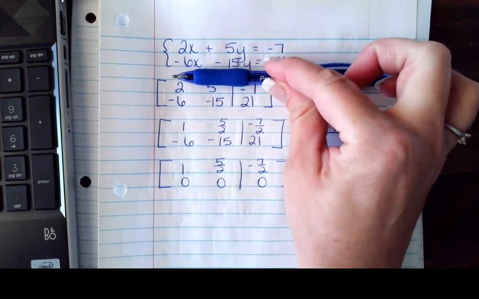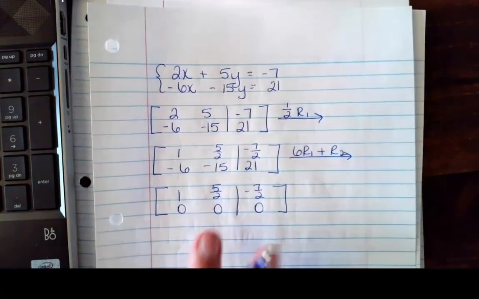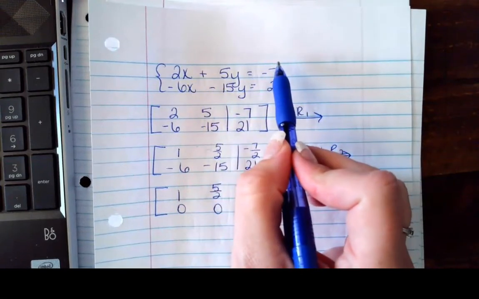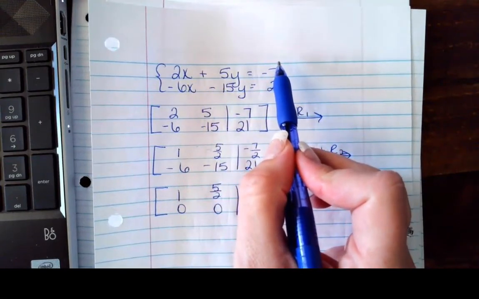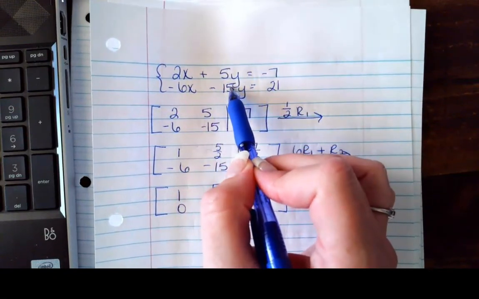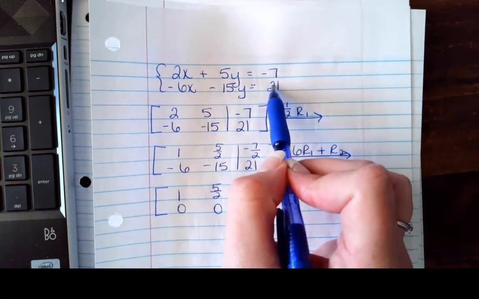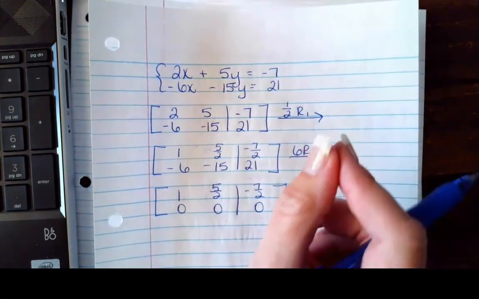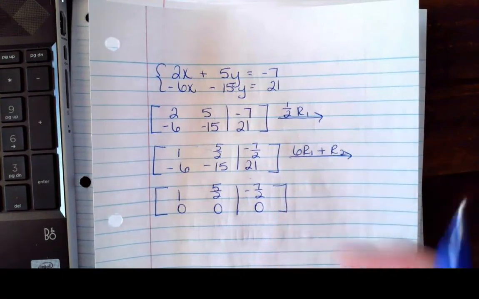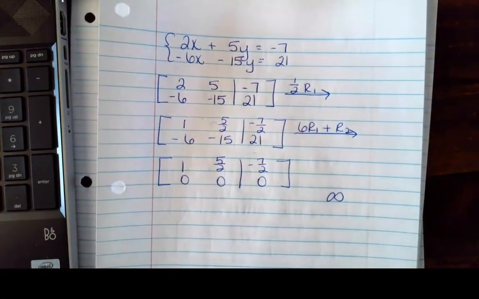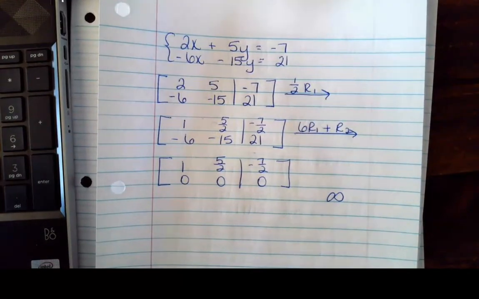Okay, so it looks like two different lines. Now here's a sneaky trick. If I multiply the top row by -3, 2 times -3 is -6. 5 times -3 is -15. -7 times -3 is 21. So these are the same line, and I could have figured that out to start with, which means there are infinitely many solutions.